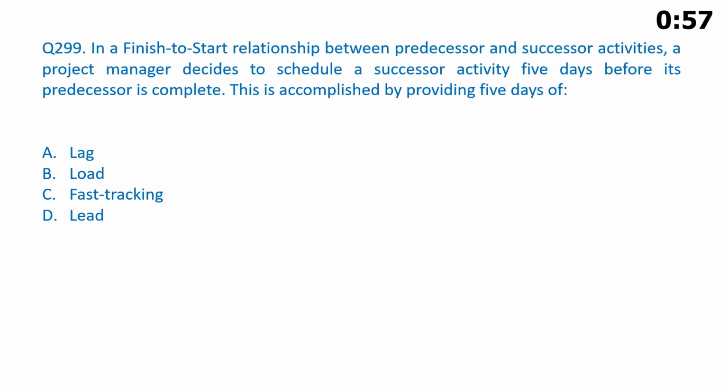In a finish-to-start relationship between predecessor and successor activities, a project manager decides to schedule a successor activity 5 days before its predecessor is complete. This is accomplished by providing 5 days of A. Lag. B. Load. C. Fast tracking. D. Lead.